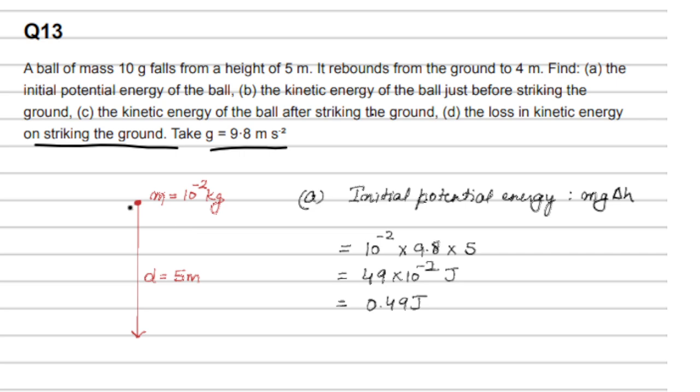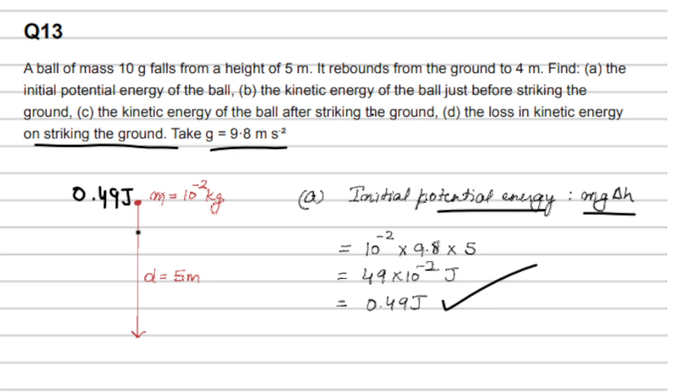So first is initial potential energy, that is mgΔh. We can calculate it, and we have to use g as 9.8. The mass is given as 10 gram. We will convert it into kilogram. We just need to multiply by 10 to the power minus 2, and we will get this much energy. So this was a potential energy of 0.49 joules. This was the initial condition.